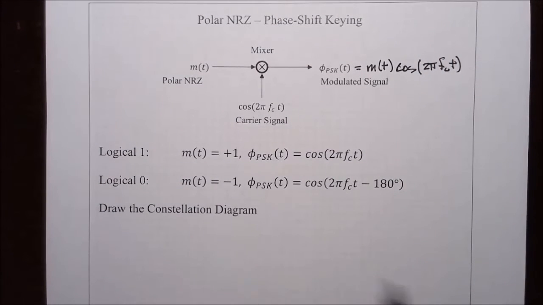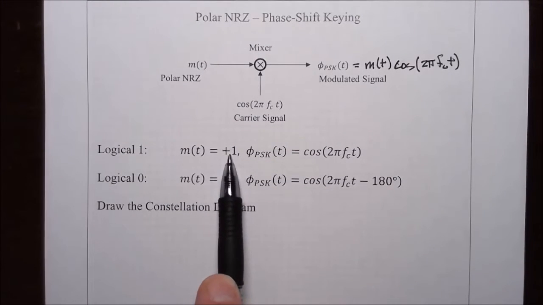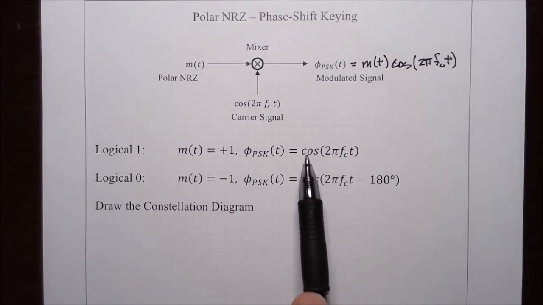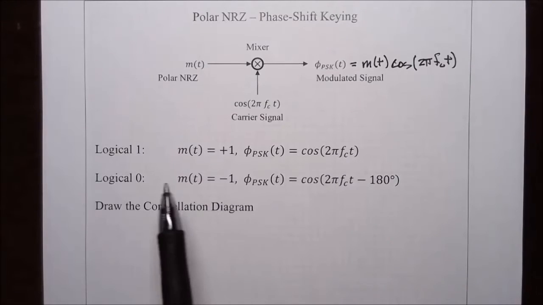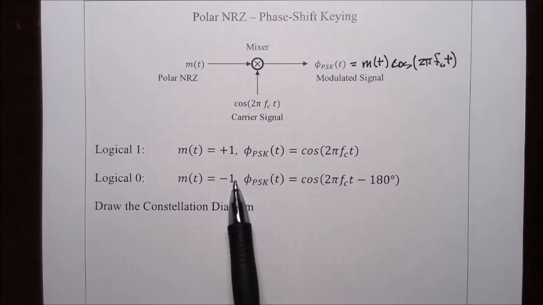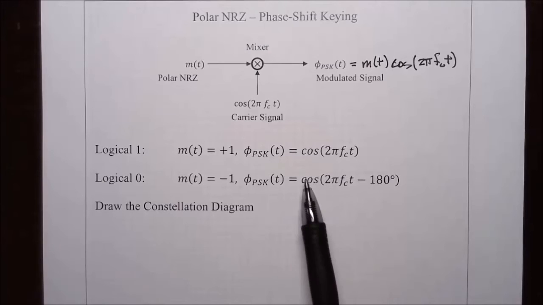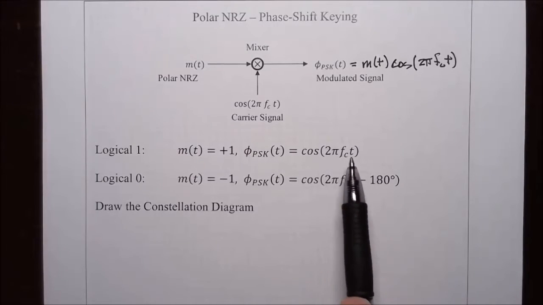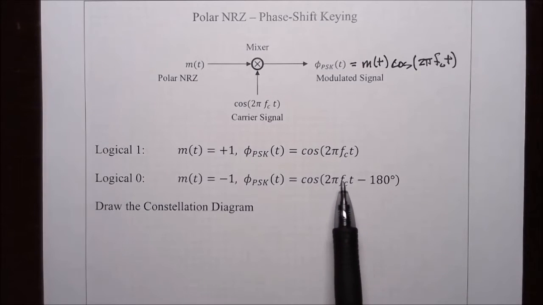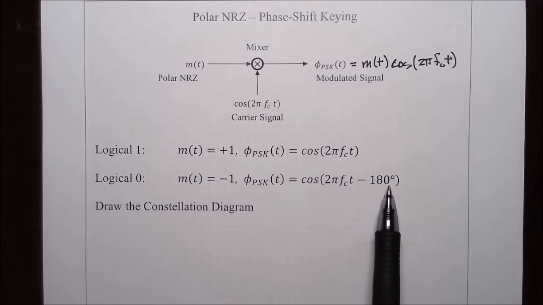So we've got two possibilities. For a logical 1, the message signal has a value of +1, and then the phase shift keyed signal is going to be cosine 2 pi fct. And for a logical 0, the message signal has a value of -1, and the phase shift keyed signal is minus cosine 2 pi fct, but I'll incorporate the minus sign into a phase angle shift, so it's cosine 2 pi fct minus 180.